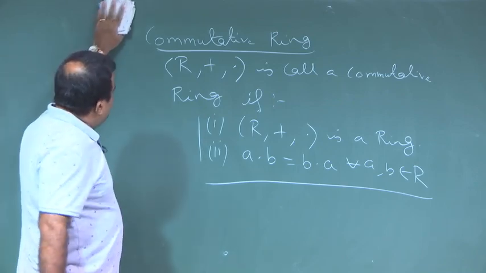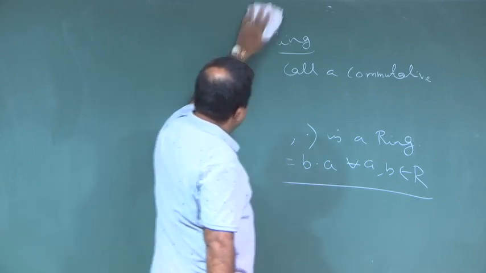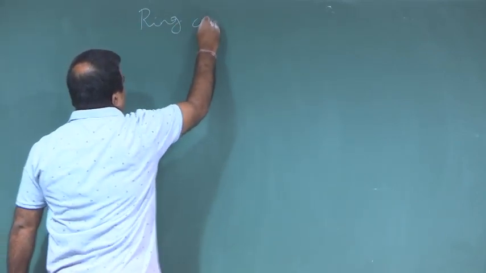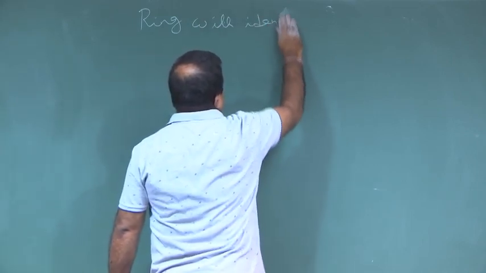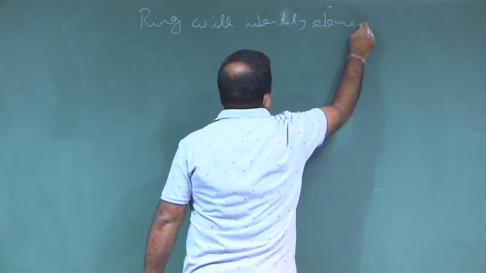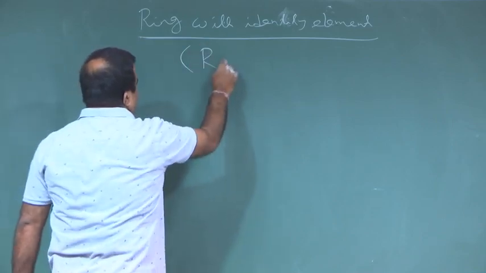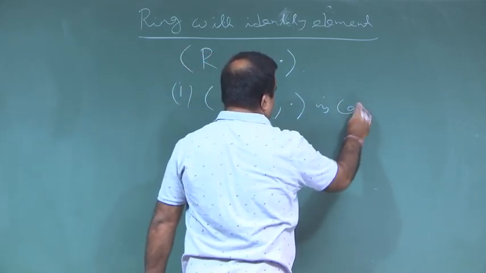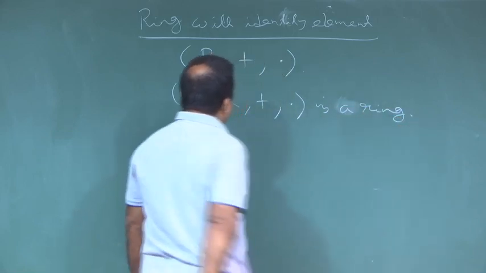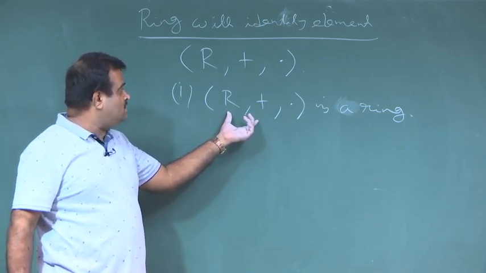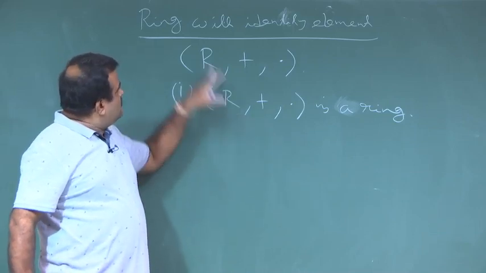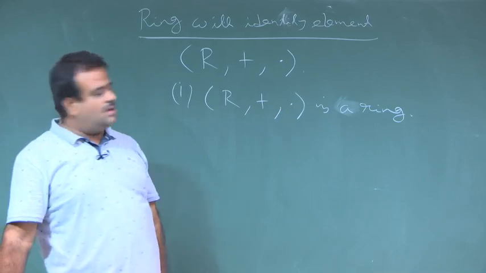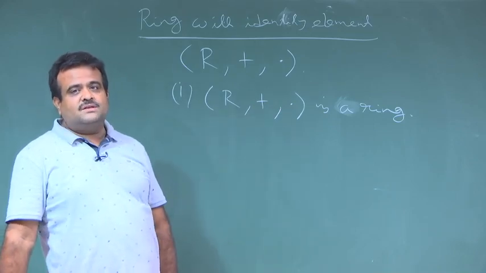Okay. So, now we define a ring with identity element. Suppose it is a ring. Now, we know that if it is a ring, then R plus is a group. So, that means there is an identity element under this plus, that is 0. Now, for a ring with identity element, for a ring we do not need to have the existence of an identity for this dot, but if the identity exists, then we say this is a ring with identity element.